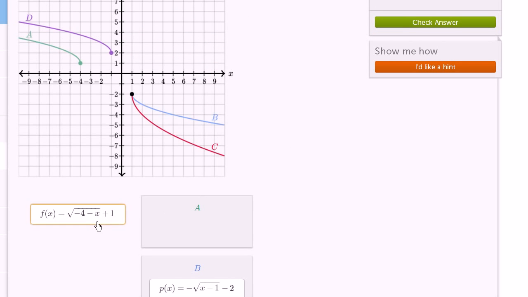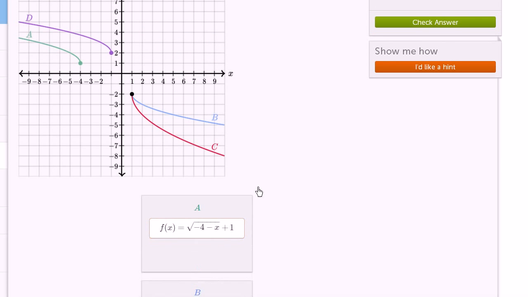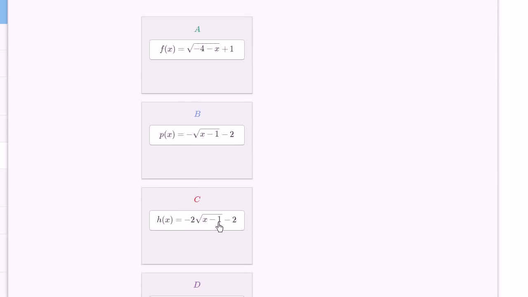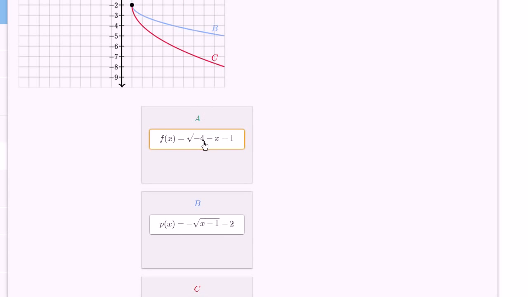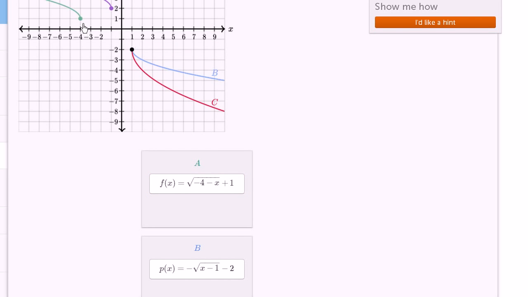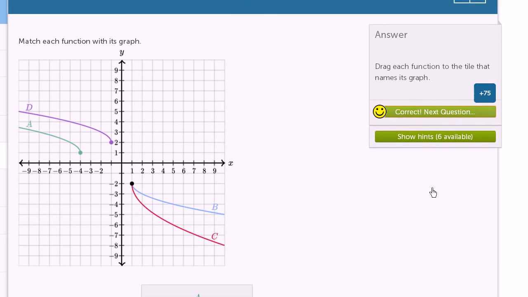And just deductive reasoning, this tells us that this is A, and it makes sense. We see it is shifted up by 1, so it's plus 1. And we could view this as the negative of x plus 4. So it's been shifted 4 to the left. And we see that is definitely the case relative to the square root of x. We got it right.